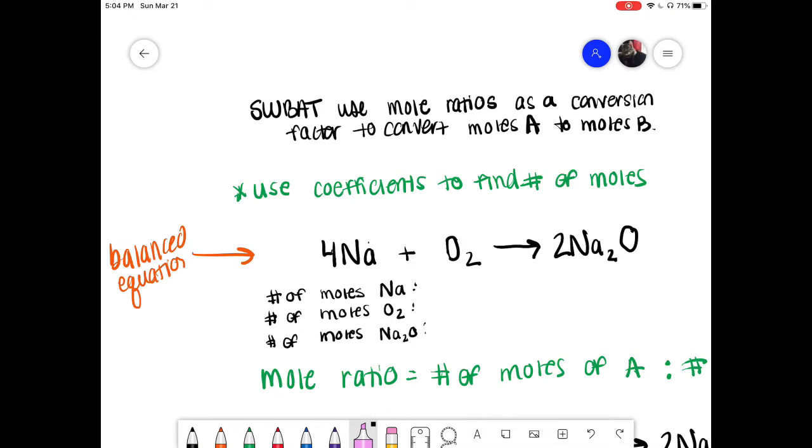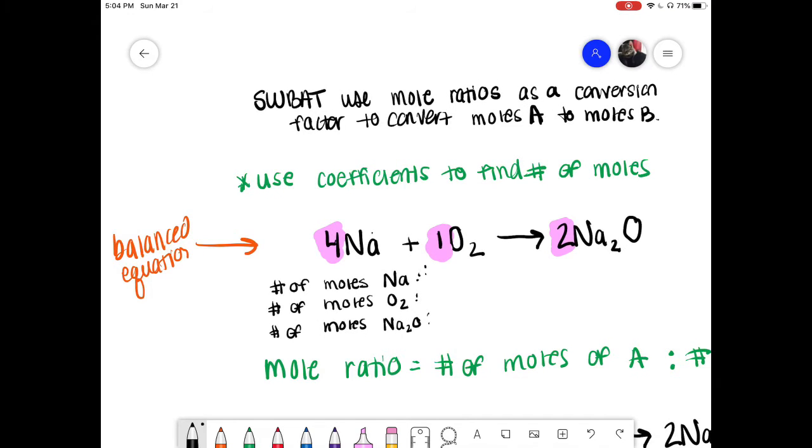So our coefficients are our number of moles, and our coefficients are these numbers up front that I'm highlighting in pink. If there is no number, so like O2 doesn't have a coefficient in front of it, it's just going to be 1. And so our number of moles of Na is 4 moles because we have a 4 as our coefficient in front. Our number of moles of O2 is 1 because we have no number, but then I put a 1 in front of O2. And then our number of moles for Na2O is 2 because we have a 2 as our coefficient in front of Na2O. So your coefficient number from your balanced equation is your number of moles for that molecule.